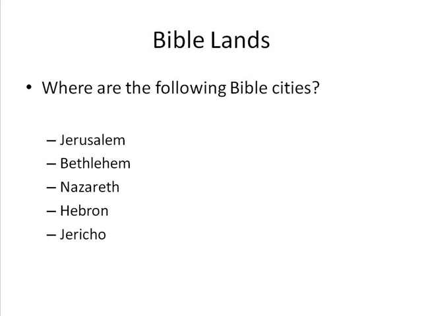Okay, Bible lands. Where are the following Bible cities? We do the same thing with Bible lands. Take 5 cities: Jerusalem, Bethlehem, Nazareth, Hebron, and Jericho. Are these going to be hard to find on a map? Actually, no. Look at any map of the Near East or the Middle East. You can easily find these cities, and you can easily find plenty of archaeological remains to verify that the cities are actually there, or were actually there, and still actually there.